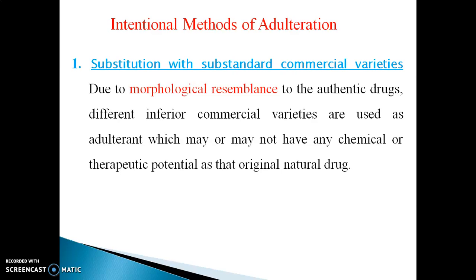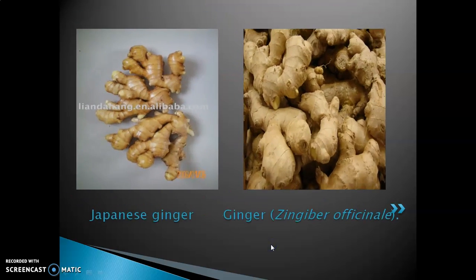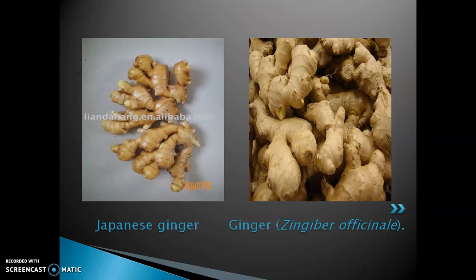First one, that is substitution with substandard commercial variety, where these have just morphological similarities with the authentic drug, but inferior commercial varieties are used as an adulterant, which may or may not have any chemical or therapeutic potential as that of the original drug. For example, Arabian senna, Dog senna, Avaram senna are generally used for the official variety, that is Cassia senna. Or Japanese ginger is used as an adulterant for Zingiber officinale.